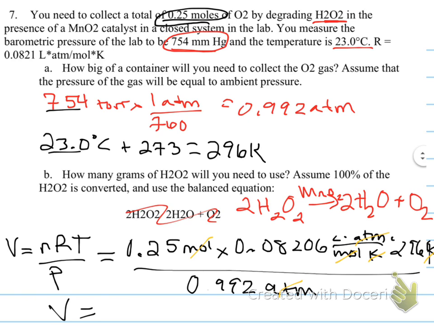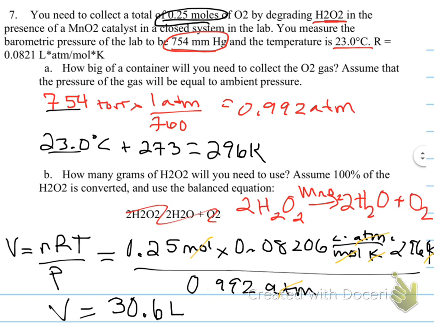Atmosphere, so we get liters, so we've set the problem up correctly. Okay, so I multiply all the top, divide by 0.992, and I get 30.6 liters. So that's how big I need the container to be. Okay. So the next question, you can pause it here if you want to write that down.